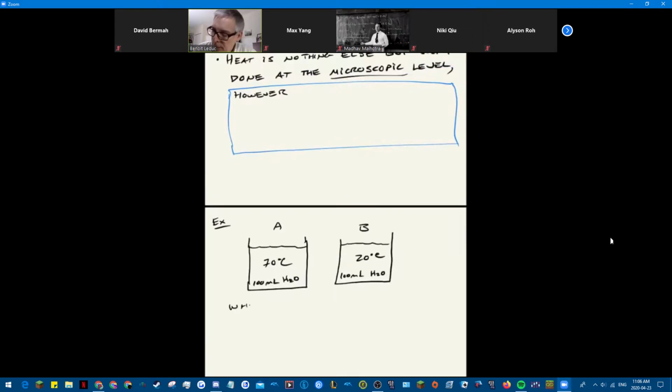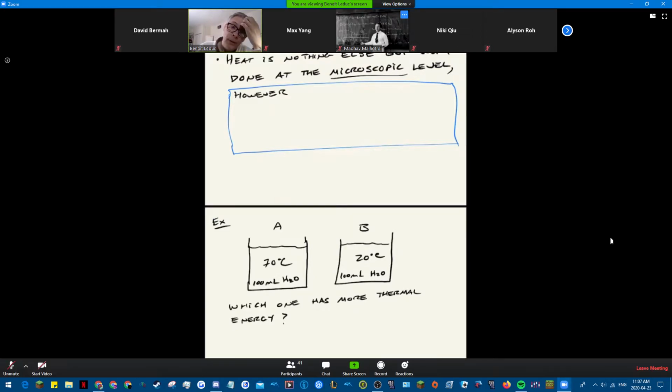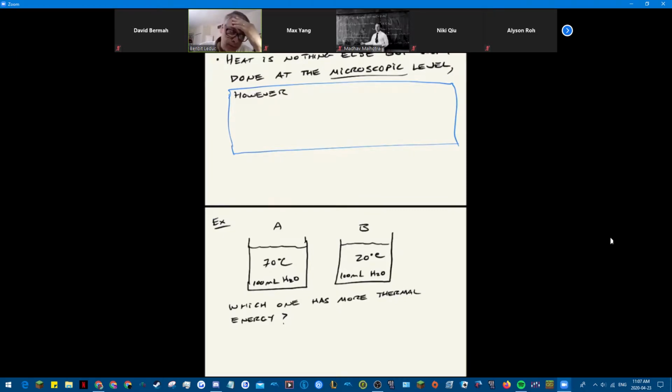So which one has more thermal energy? A or B? So which one will have more thermal energy, A or B, and why?